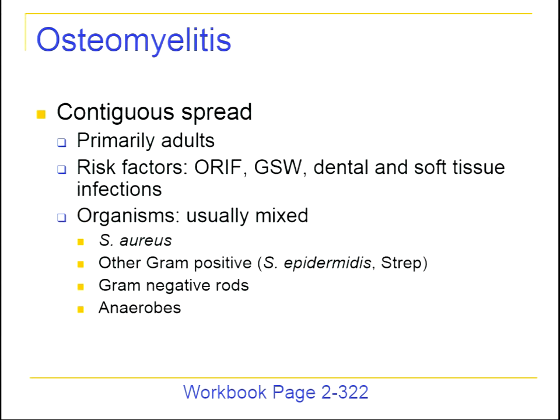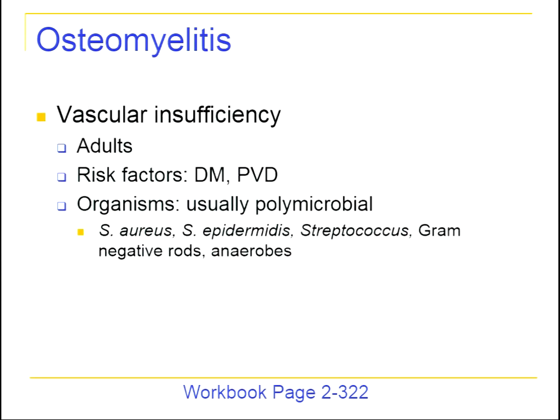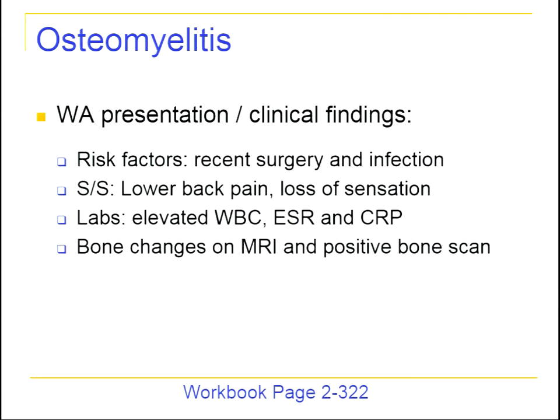Contiguous spread osteomyelitis occurs due to a contiguous source of infection, and you can see the organisms listed there. And finally, sort of like a diabetic foot infection, those with vascular insufficiency, primarily adults, primarily those with diabetes or those with peripheral vascular disease. And then you see again the polymicrobial organisms, including anaerobes, gram-negatives, and the gram-positive organisms.